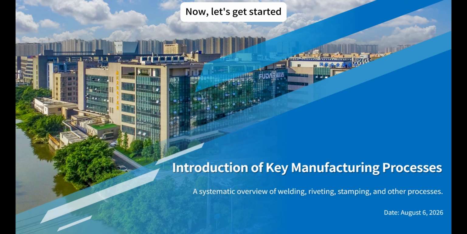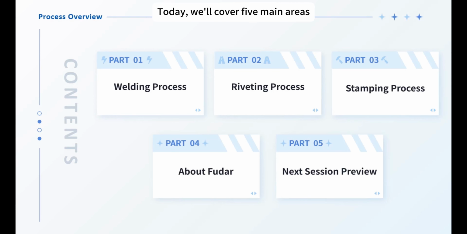Now, let's get started. Today, we will cover 5 main areas. We will begin with welding, followed by riveting and stamping. Then I will give you a brief introduction to Fudar Alloy before wrapping up with a preview of our future online session.